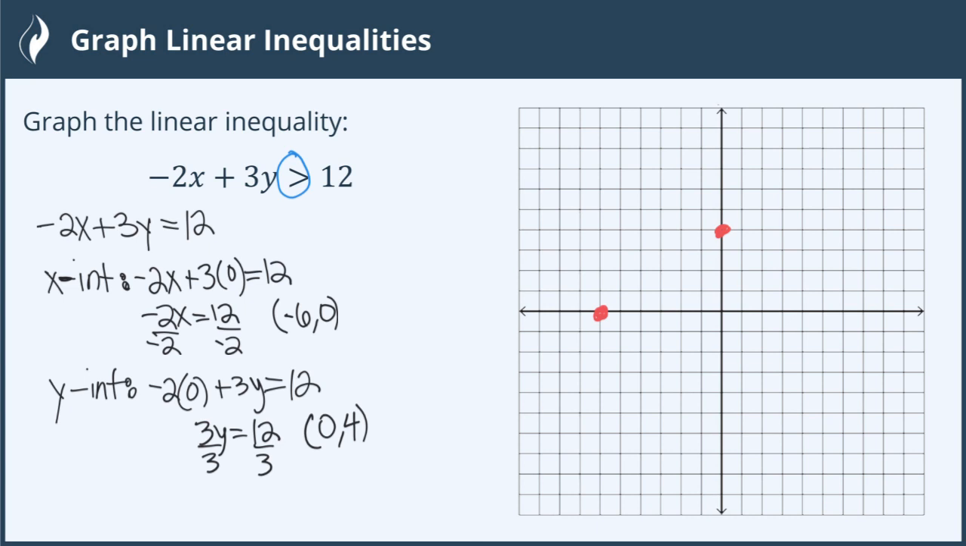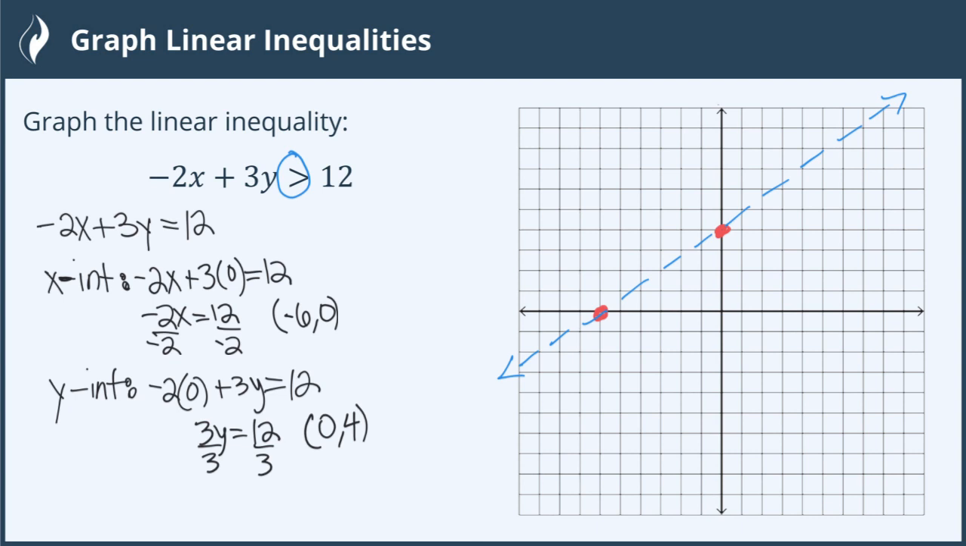However, I need to know whether I'm shading above this dashed line or below this dashed line. So allow me first to connect my points using dashes. Remember, if it would have said greater than or equal to, we would have used a solid line. I'll go ahead and put arrows at the end of my line.